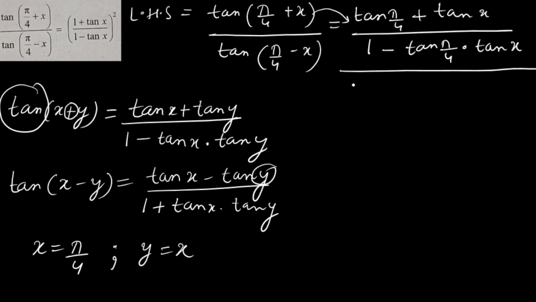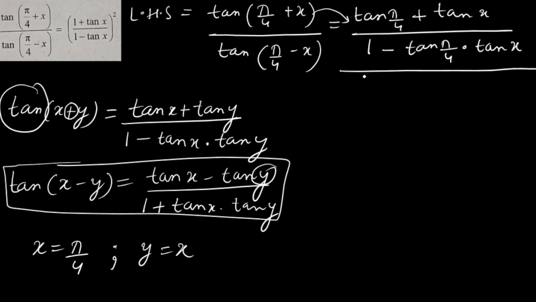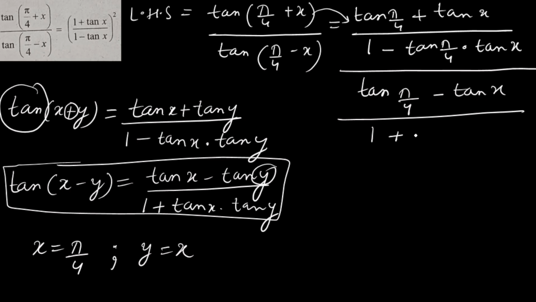Now the denominator, which is tan of pi by 4 minus x. So here we have to use this formula. So this will become tan pi by 4 minus, because it's minus, tan x divided by 1 plus. So if numerator minus, denominator plus, tan pi by 4 into tan x.